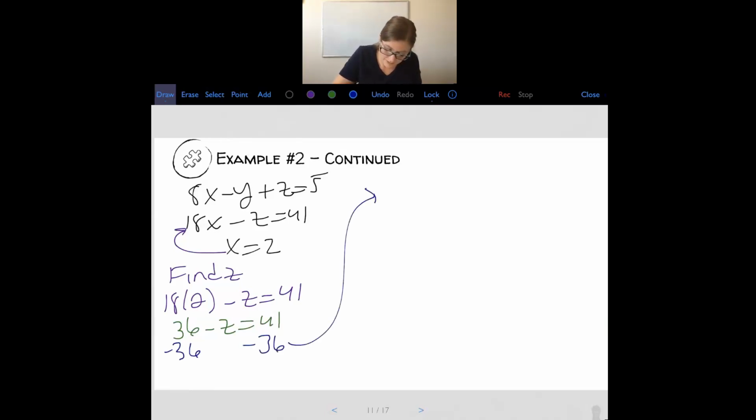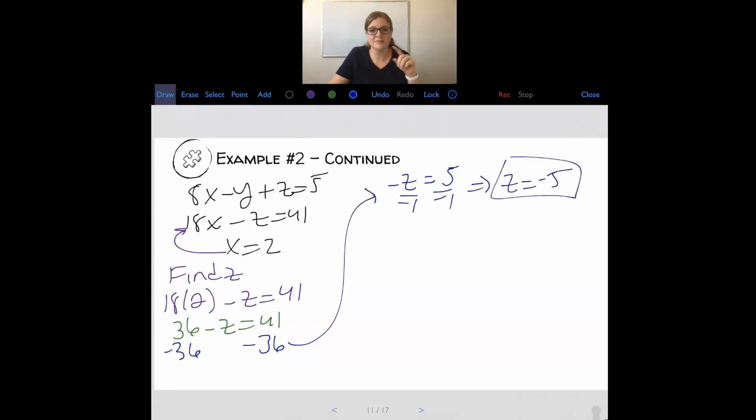Negative z is equal to, this would be 5. Okay. So then I divide by negative 1. This means that z is equal to negative 5. Okay, so now the last task is to substitute both x, which is 2, and z, which is negative 5, into that first equation.